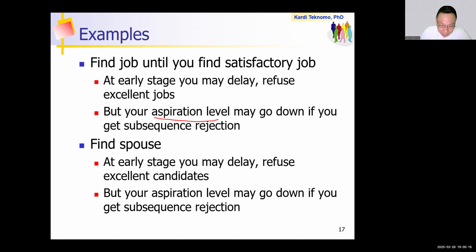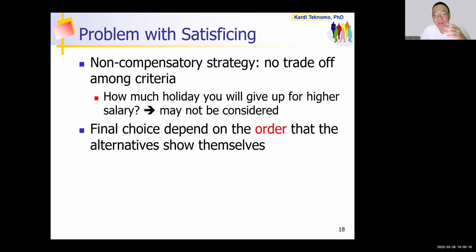Again, all these four classical strategies in decision making are non-compensatory, so there is no trade-off among the criteria. For example, in a job, how much holiday will you give up for higher salary? Between salary and number of holidays, there should be some kind of trade-off, right? And also the final choice depends on the order in which the alternatives show themselves.